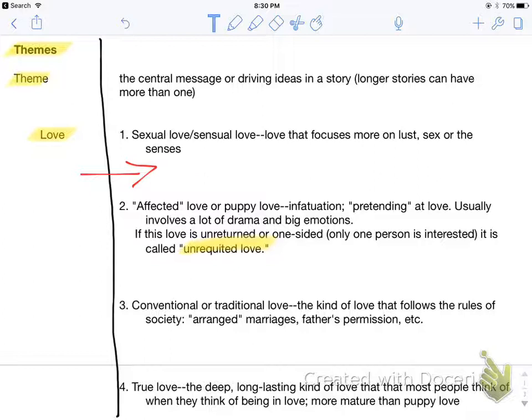The fourth kind is true love. This is kind of the deep, long-lasting sort of love that most people think of when they think of being in love. This kind of love is more mature than puppy love. There won't be a lot of big emotions and big fights and crying going on. Okay, this is people who are a little bit more mature about being in love.